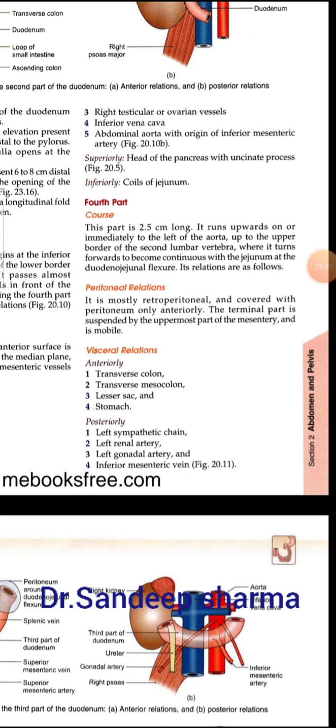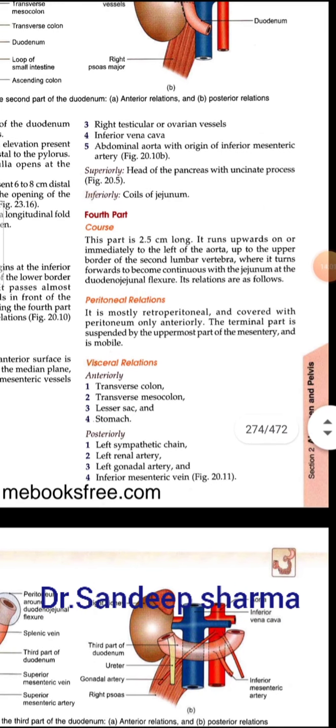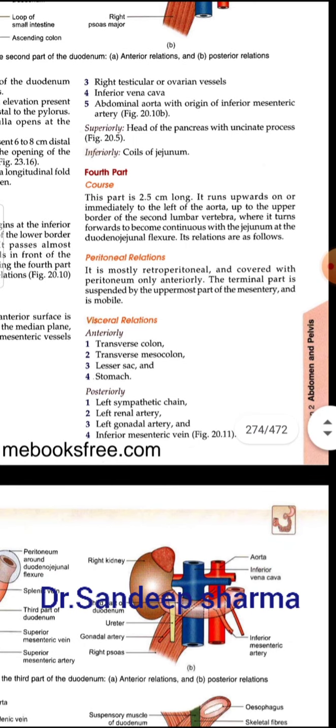And superiorly it is connected to the head of the pancreas with the uncinate process, and inferiorly with the coils of jejunum. So this was regarding the third part of the duodenum, and now we will discuss the fourth part of the duodenum. This is the part which is 2.5 centimeter long.